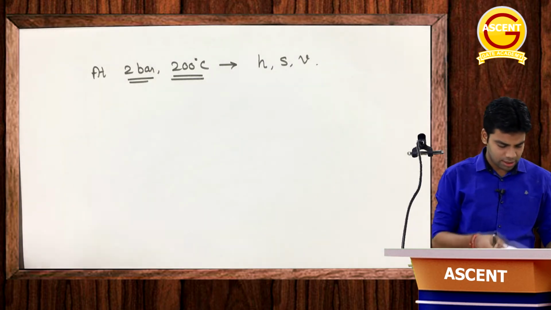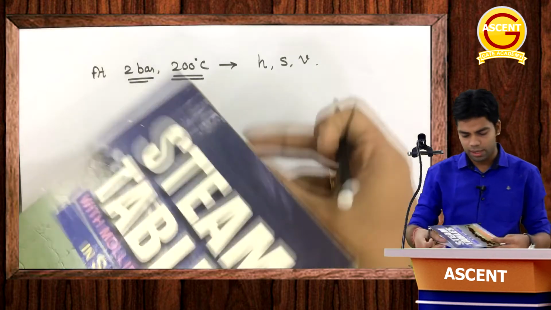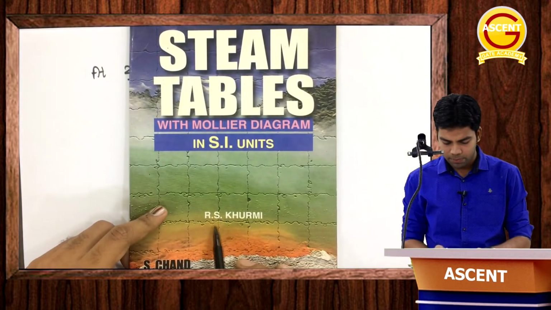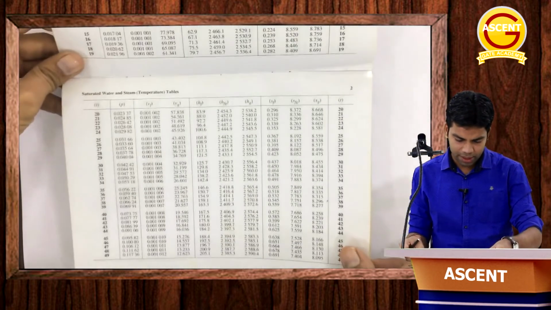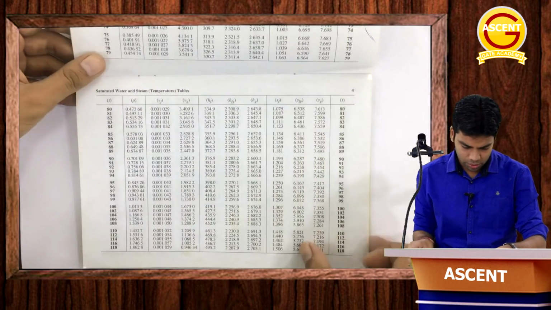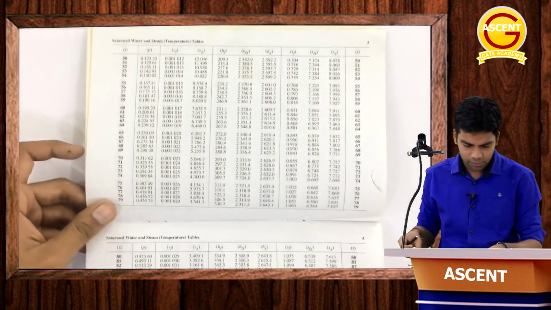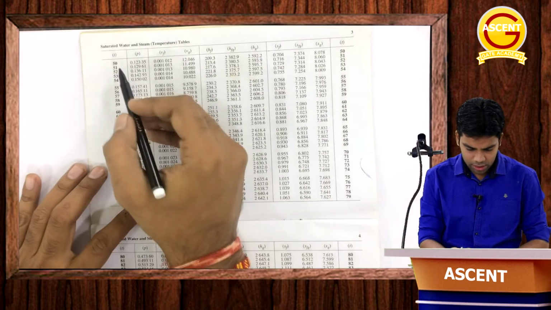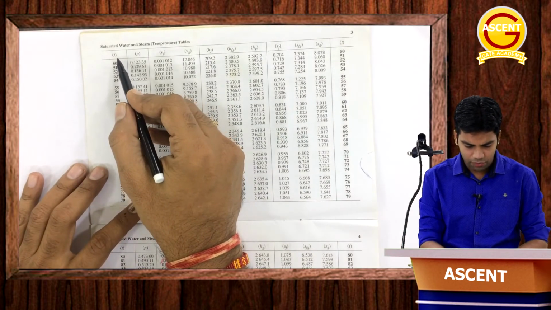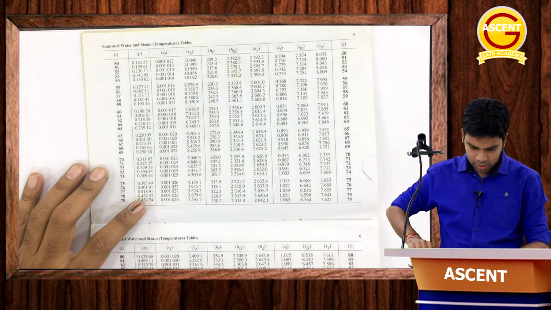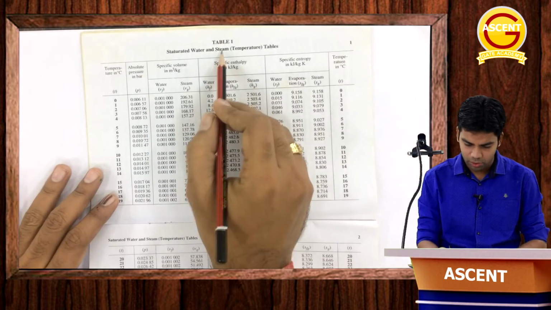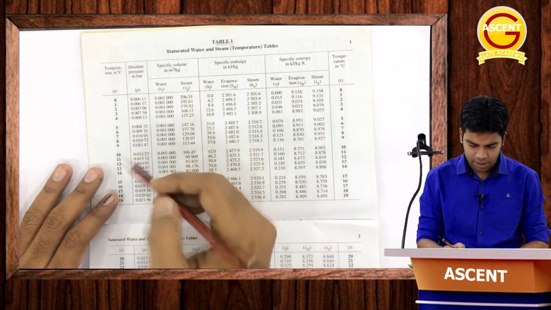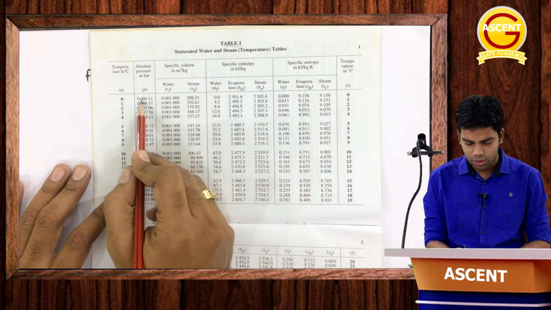So how can you use the steam table? This is the steam table of RS Khurmi, and I will explain with the help of this steam table only. The very first table is of temperature, and the corresponding pressure is given in this table number 1. The temperature is given and the corresponding saturation pressure is given.